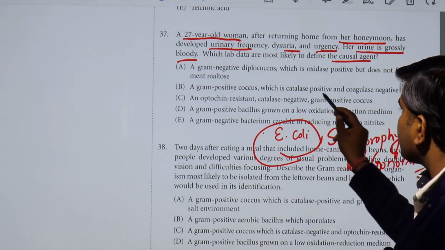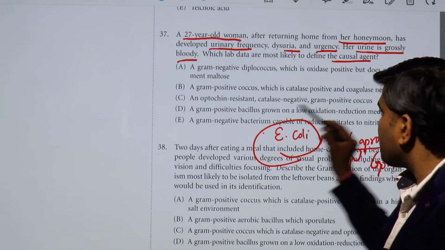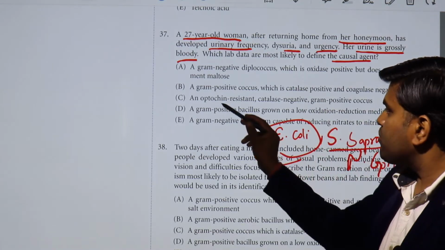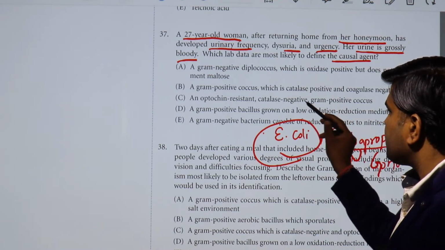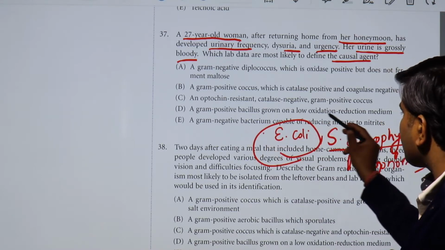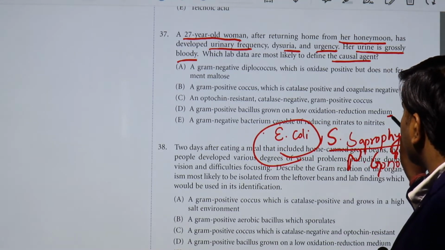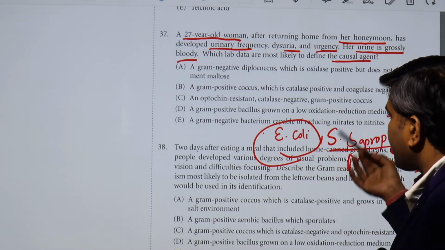A gram-positive coccus which is catalase positive and coagulase negative. They are talking about Staphylococcus saprophyticus. This may be one of your answers. Okay, an optochin-resistant, catalase negative gram-positive coccus. This is Streptococcus viridans. We are not related to that. A gram-positive bacillus that grows at a low oxidation-reduction potential. They are talking about Clostridium species, an anaerobic organism.